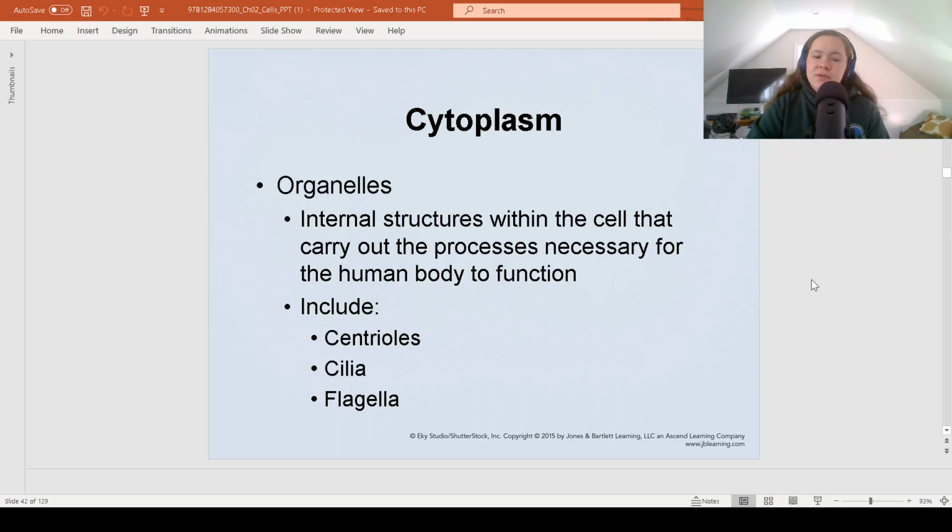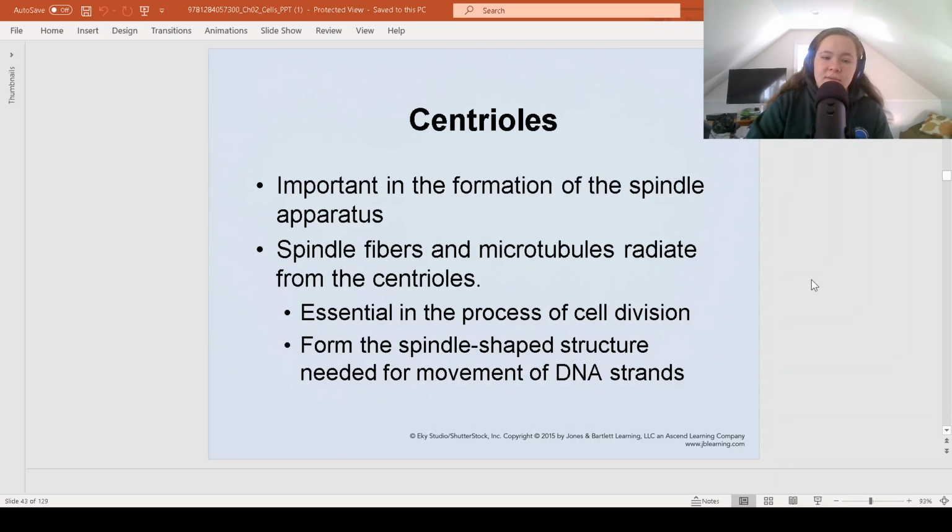This includes centrioles, cilia, flagella, and that's about it. Usually there's more, but I guess I didn't want to include those.